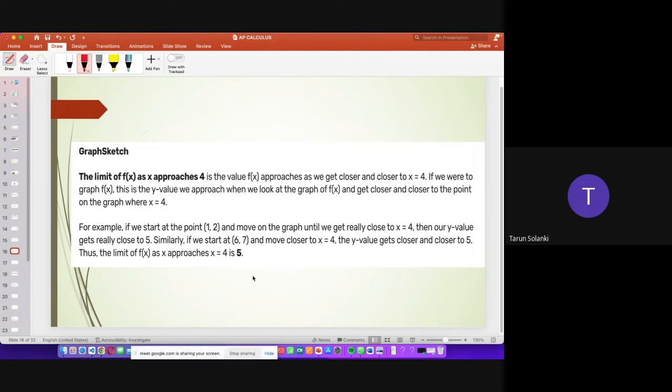So if we talk about 6, 7, as you move closer to x equals 4, the y value gets closer to 5, right? So the limit of f(x) as x approaches 4 is 5. This you need to remember. Okay, so this is how you do the sketching of a graph.